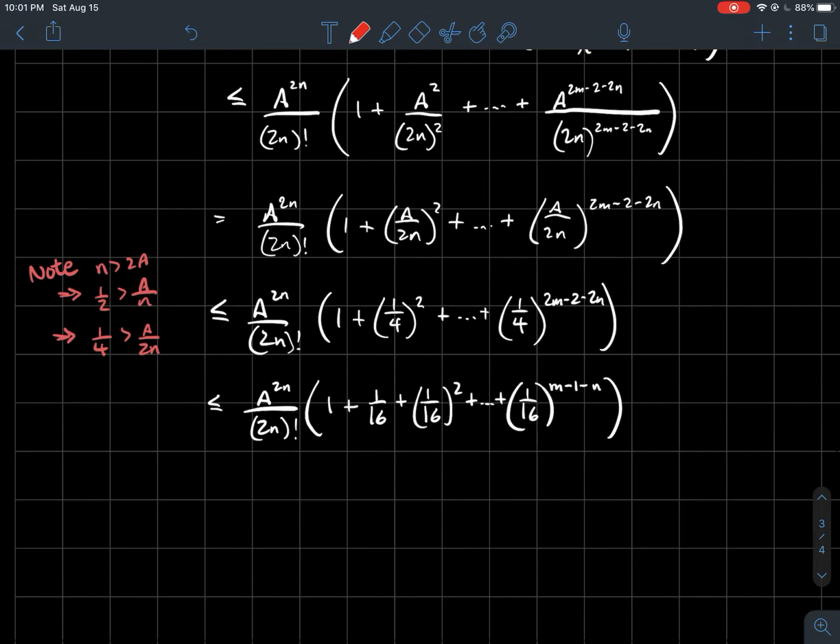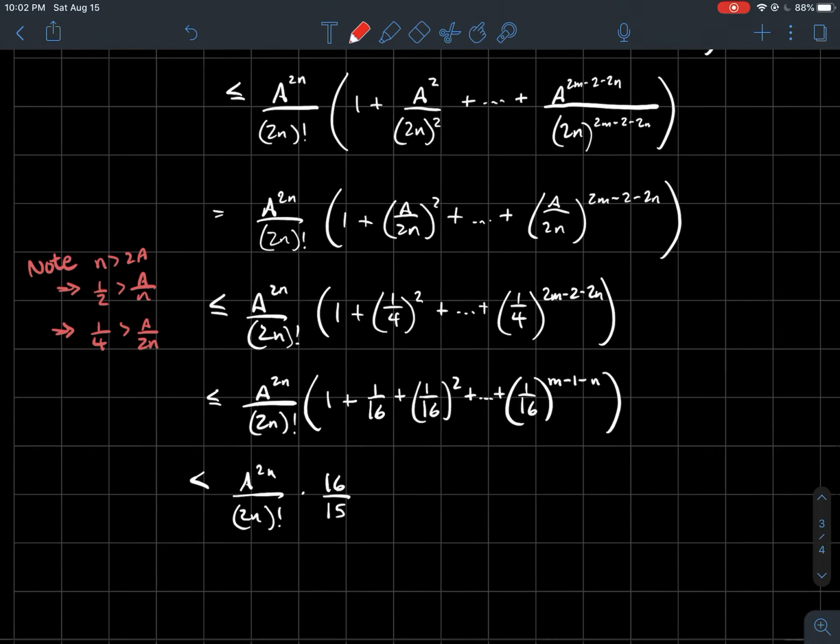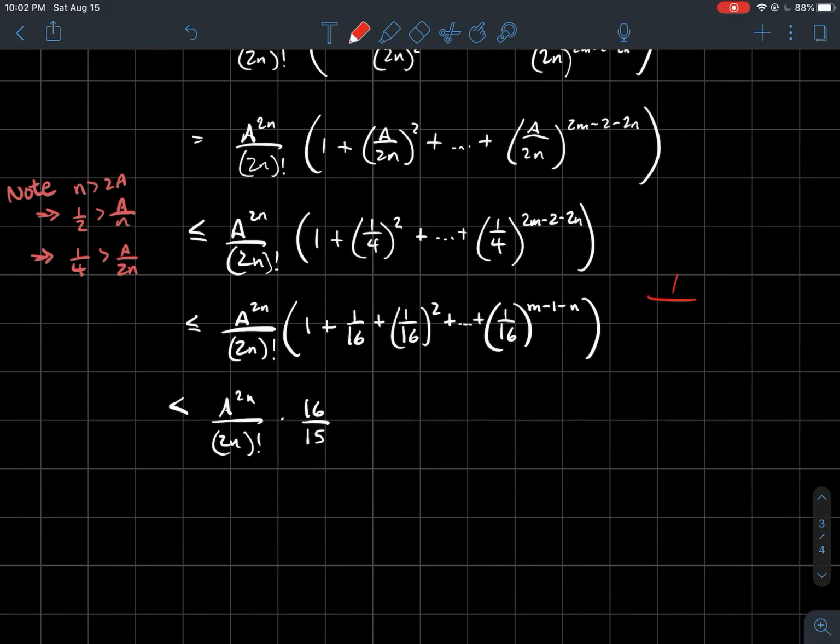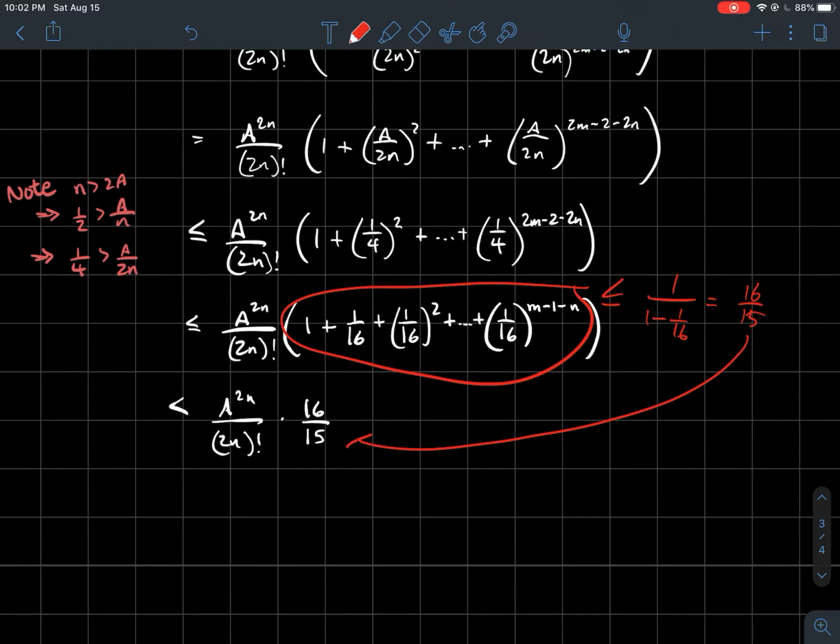But if I, say, square some stuff, this is the same thing as 1 over 1/16 plus 1/16 squared. So it is geometric, just the r is not a fourth. The r is 1/16. Now I can apply my geometric series formula, which would be that this stuff is less than or equal to the sum of that series, which is 1 over 1 minus 1/16, which is, again, 16/15. So that's where this 16/15 is coming from, just using the geometric series.